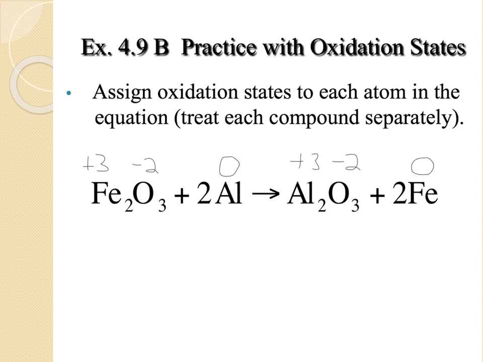Since this is reactants and products, what we're tracking here is the changes. Look what the aluminum did. It went from 0 to 3. And the iron went from 3 to 0. Meanwhile, the oxygen did nothing.